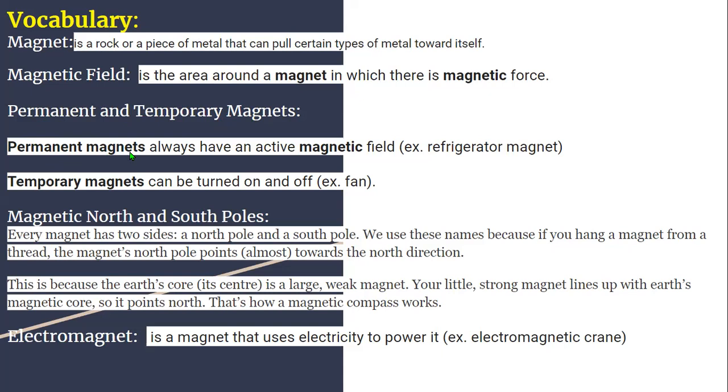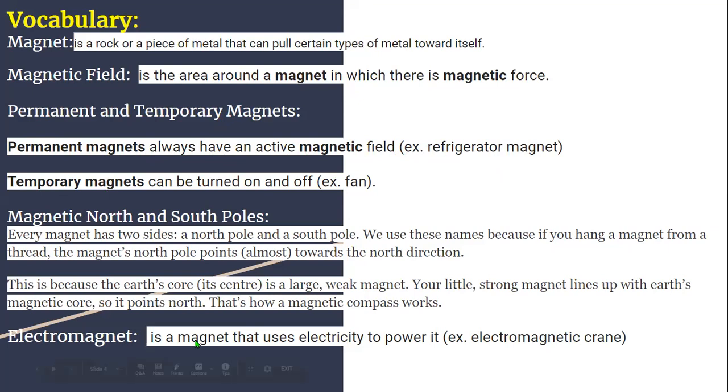So a permanent magnet always has an active magnetic field. An example of that would be a refrigerator magnet. It's active because you can place it on your refrigerator and it's going to stay there. So that is permanent.